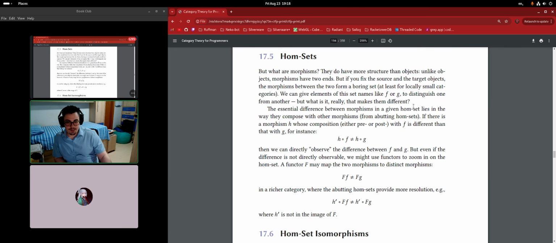If there is a morphism H whose composition with F is different than with G, then we can directly observe the difference between F and G. So there is a third party component to equality of morphisms. You cannot judge them different every time. Sometimes you're going to have to have a third party H in the mix.